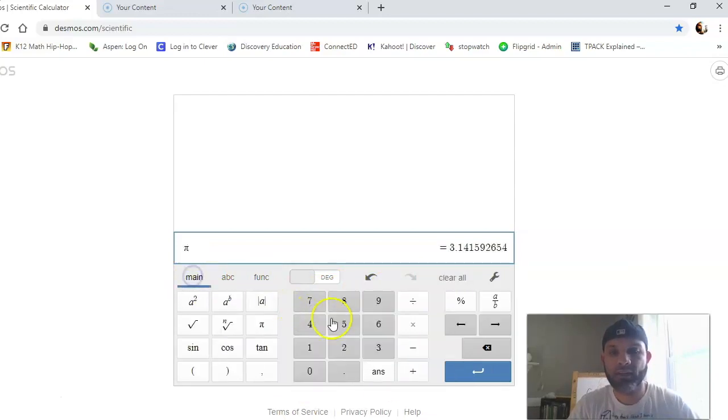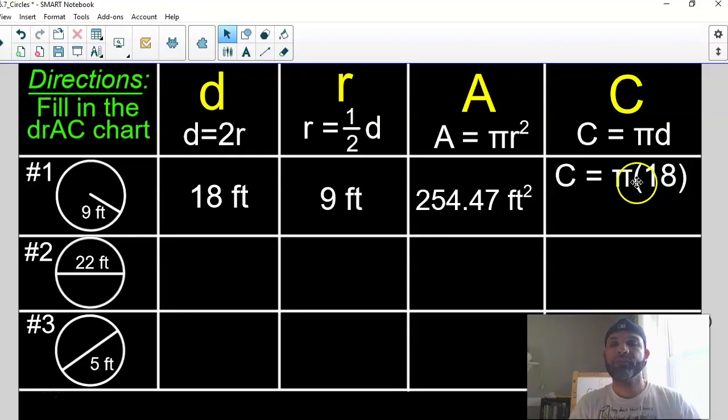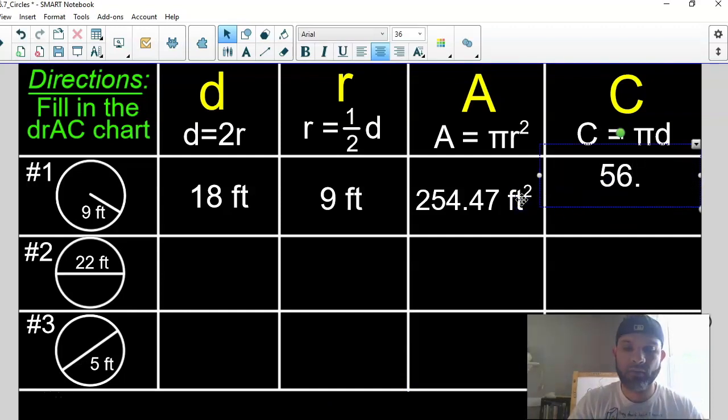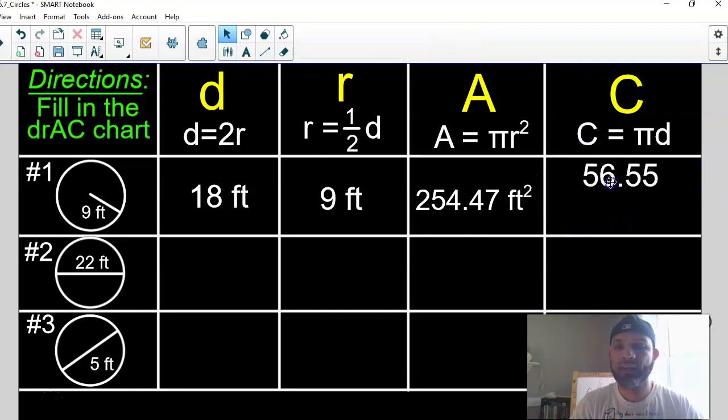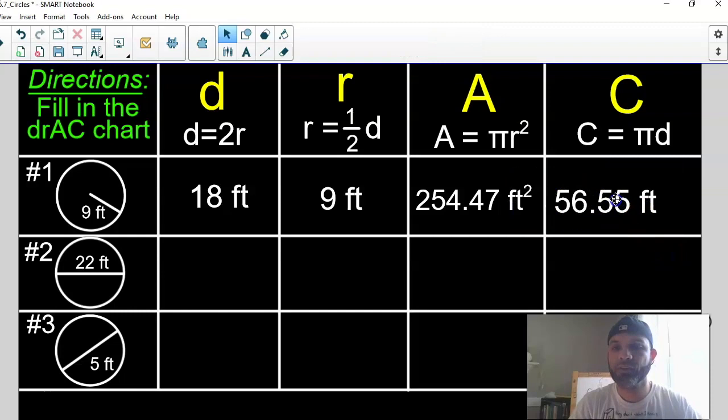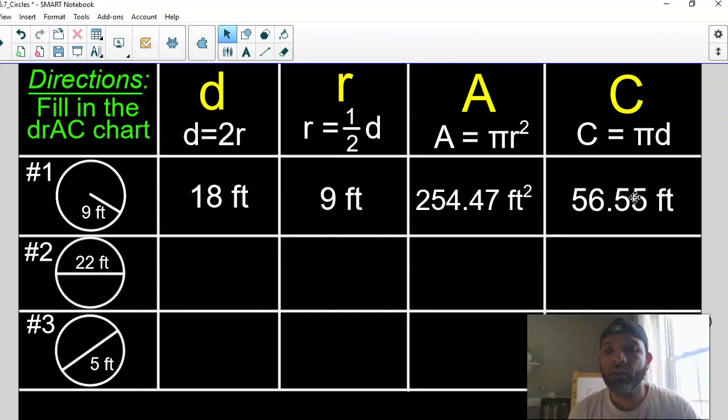Pi times 18, 56.55, right? Because of that 8 next to it, it's going to round up. So 56.55, right? And that is feet. So let's make sure we have our units here, 56.55. All right, so we're done with number 1.